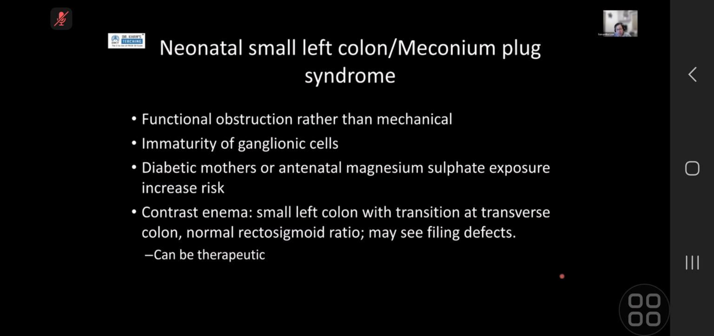What normally happens is that you see a small left colon, a microcolon. Just remember it's narrower than the width of the vertebral body of the patient. Then with a transition point, you have filling defects and you have a normal rectosigmoid ratio. If it's abnormal, you're thinking of Hirschsprung's disease. And as candidate 2 had mentioned, a contrast enema can be quite therapeutic to help with the passage of meconium, because it's a water-soluble contrast and you've got the osmotic effects of it. It usually resolves with time because it's transient, so contrast enema would help, and also rectal stimulation.